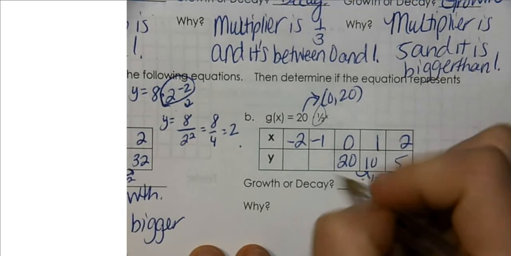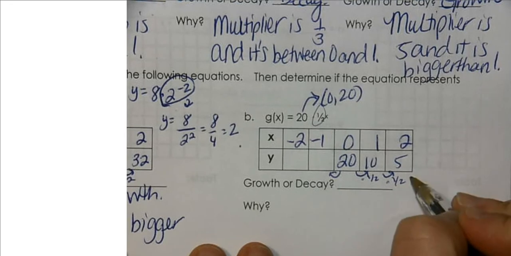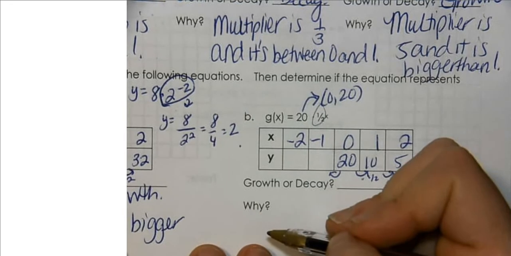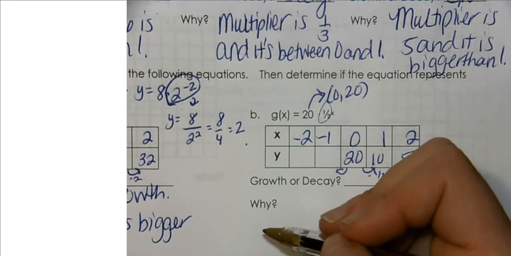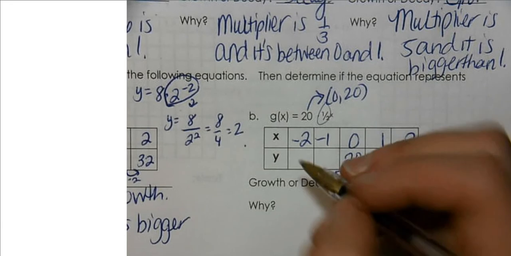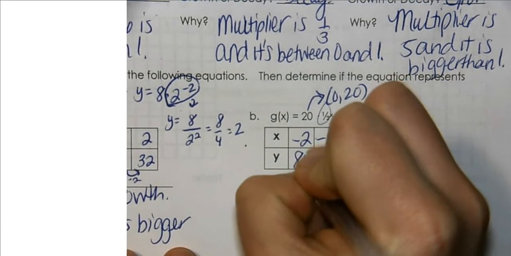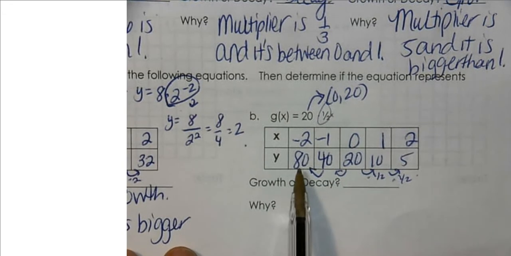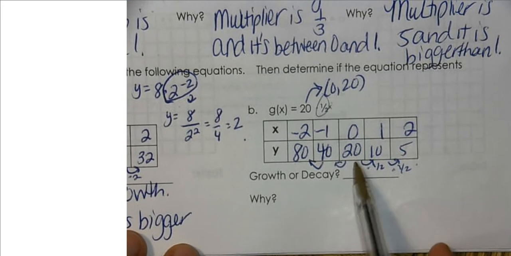And then I can use this value going backwards. So instead of multiplying by 1/2, I would divide by 1/2. But remember that dividing by 1/2 is the same as multiplying by the reciprocal. That's equivalent to multiplying by 2. 20 times 2 is 40. 40 times 2 is 80. And if you think about it going forward, 80 times 1/2 is 40. 40 times 1/2 is 20, and so on.